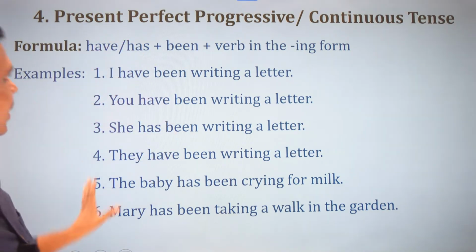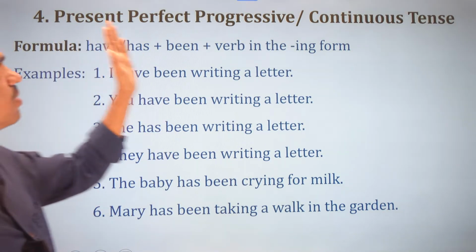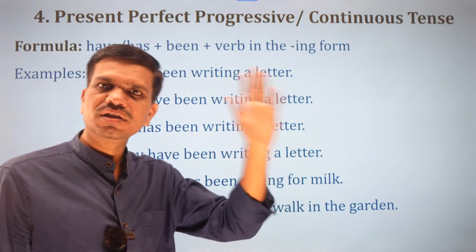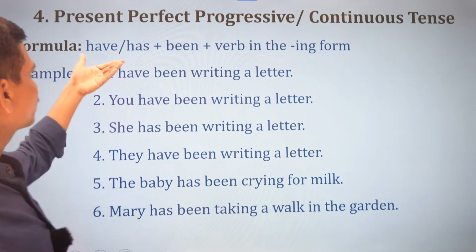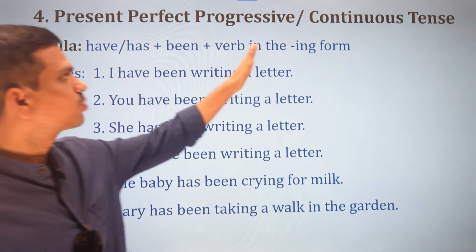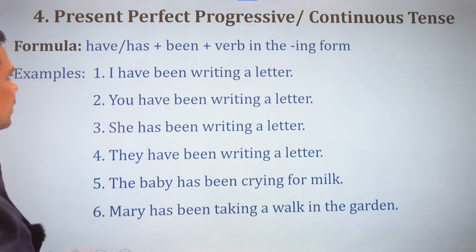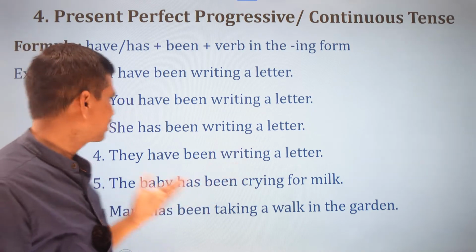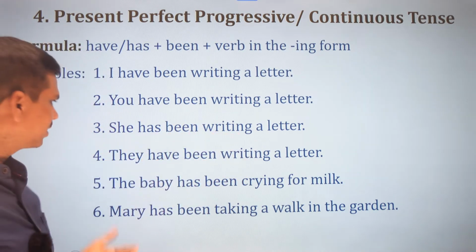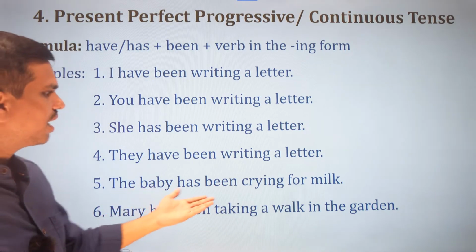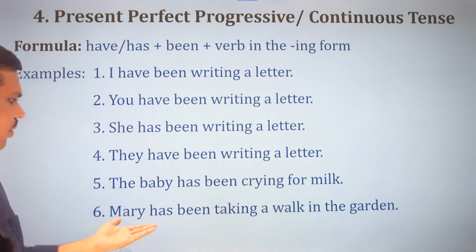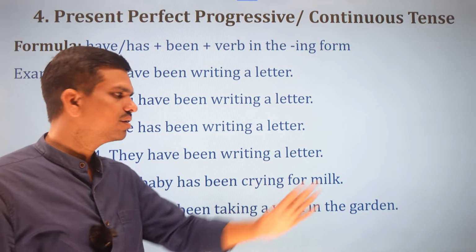Now let's see the examples of present perfect progressive or present perfect continuous tense. Very first, I have been writing a letter, as we have seen: have, has plus been plus the verb in the ing form. Second example, you have been writing a letter. Third example, she has been writing a letter. Fourth example, they have been writing a letter. The baby has been crying for milk, and Mary has been taking a walk in the garden.